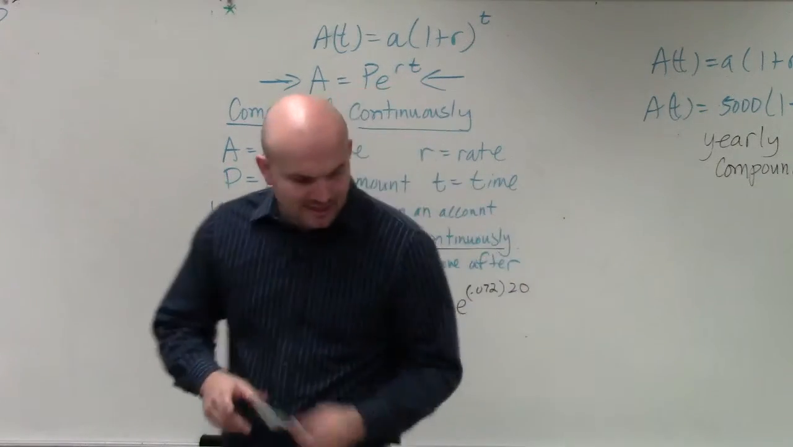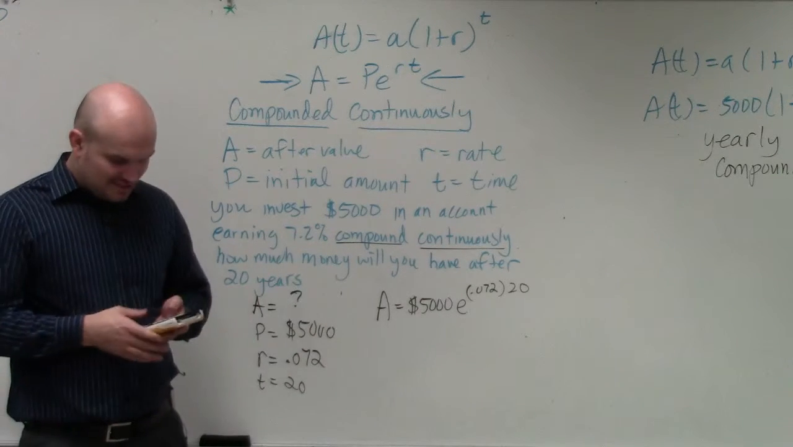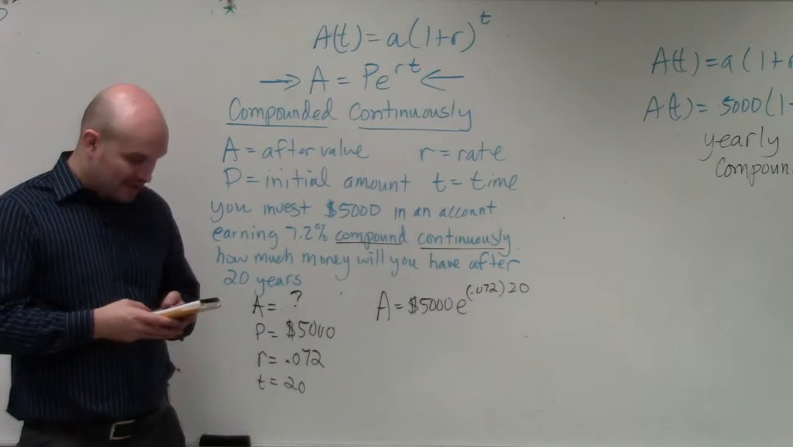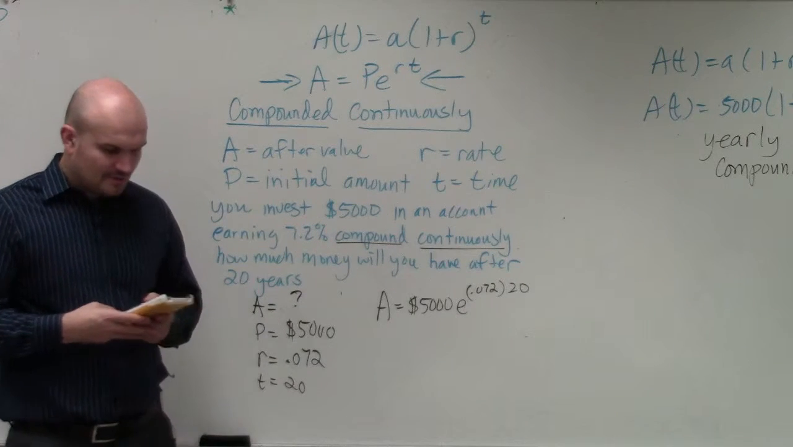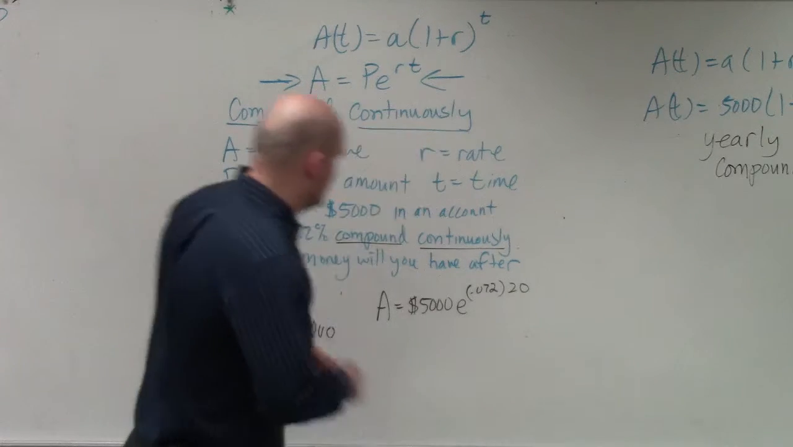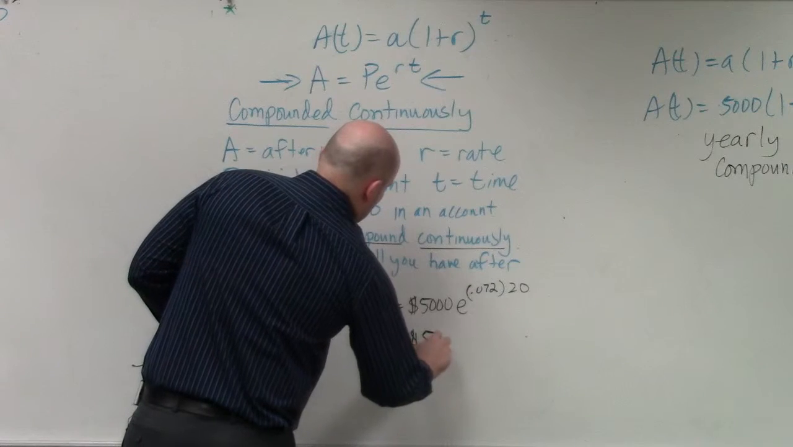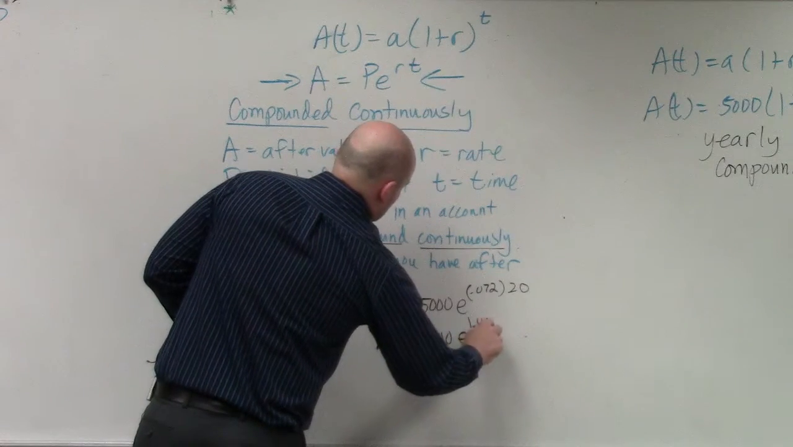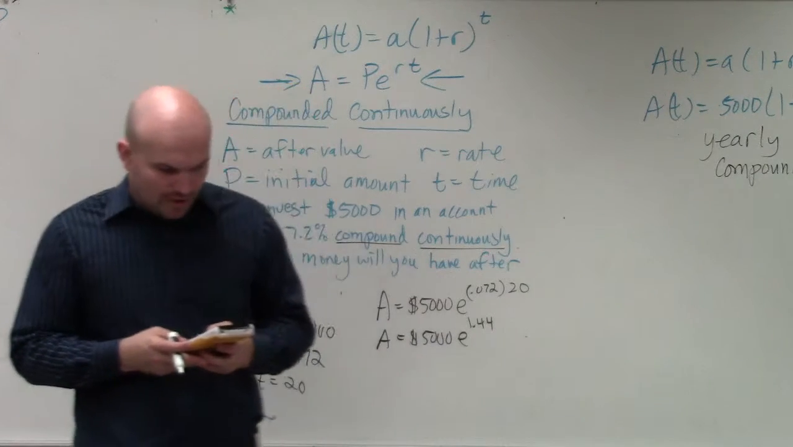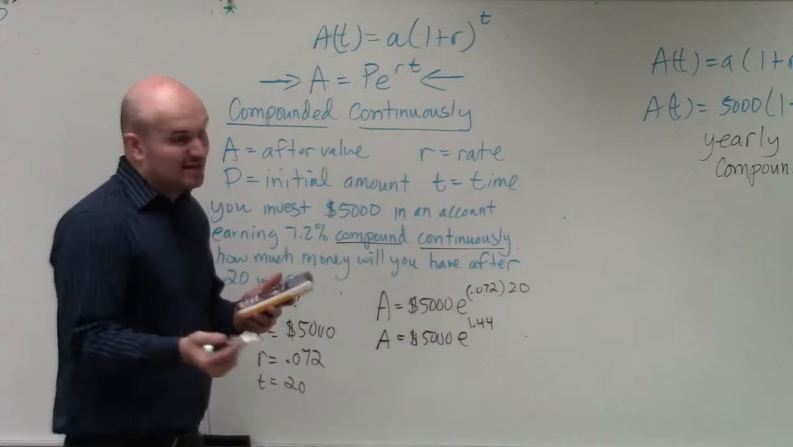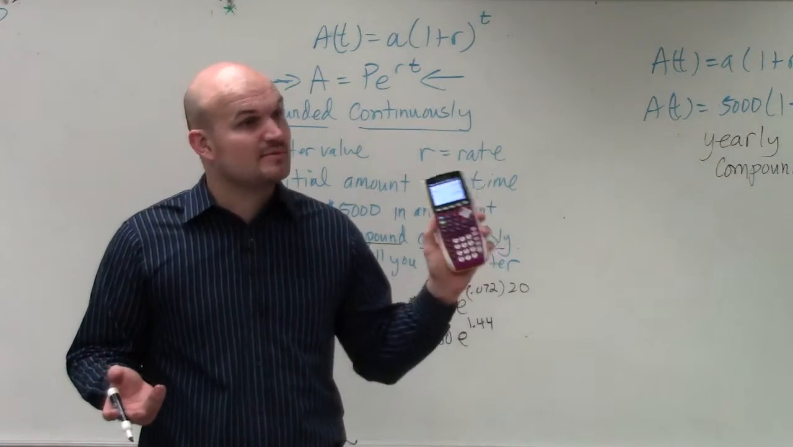So what I do, when you guys are doing this, to avoid mistakes, you can plug it into your calculator. I always just like to follow the rules about order of operations. So I do 0.072 times 20, and I get 1.44. Then in my calculator, I'll do e raised to the last answer, or 1.44. Type that in. Now I'm going to get some decimal, because remember e is an irrational number, so you're going to get a decimal here.